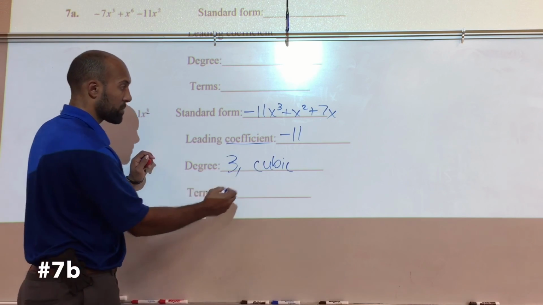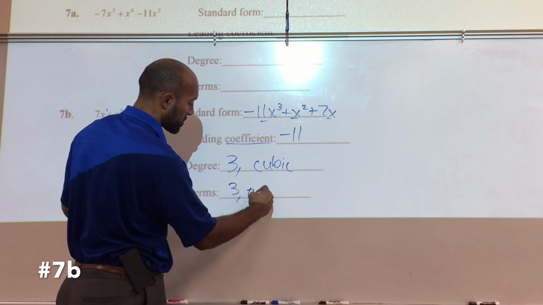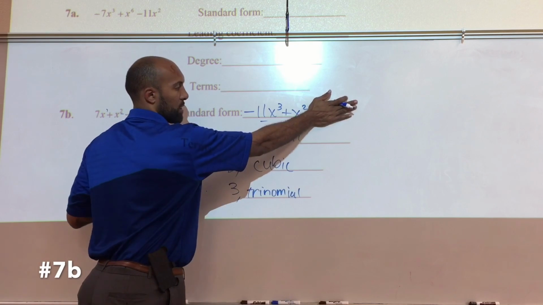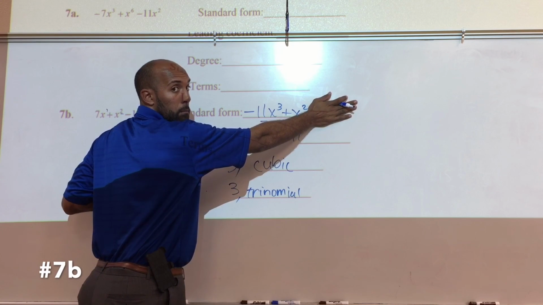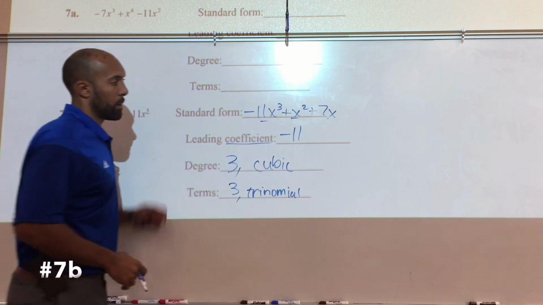Okay. And then terms, it has again 3 terms, 1, 2, 3. And the name again is trinomial. If it was just those two terms, it'd be binomial. If it was just one term, it'd be monomial.